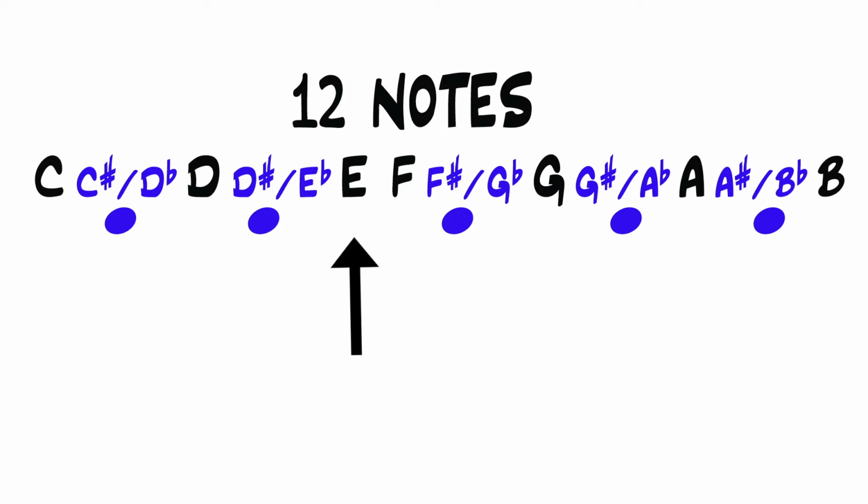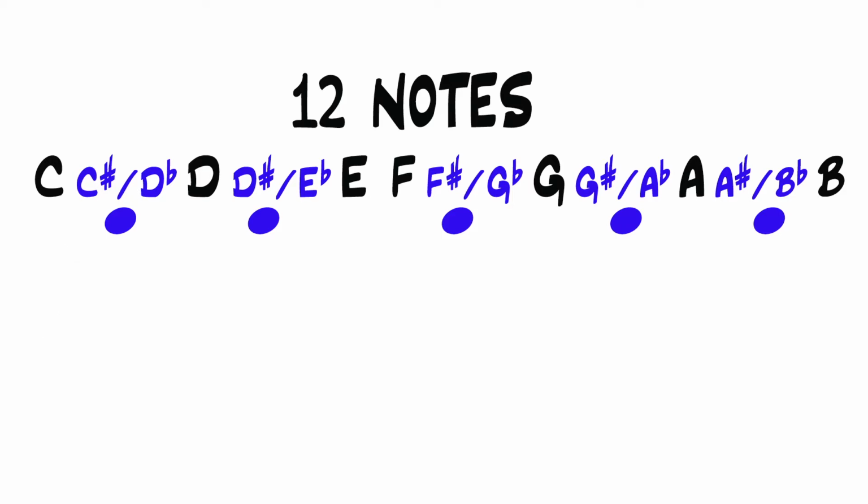Next one is E. Now pay attention, nothing between E and F. Then after the F, we have F sharp or G flat, and then G sharp or A flat, going to A sharp, B flat, and that goes to the B. After the B, it goes back straight to the C, and so on. It goes all the cycle again.